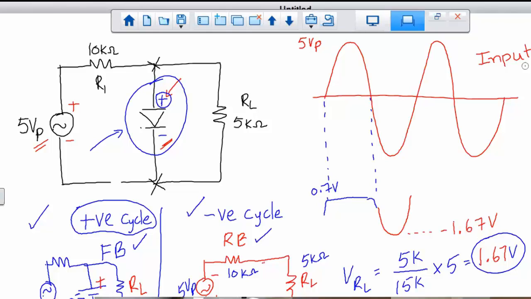The positive cycle, since the diode is forward biased for the positive cycle in this circuit, that's why the diode has 0.7 on it. That's not going to change. As long as the diode is forward biased, it will have 0.7. But the question is, which cycle makes it forward bias? That will change.